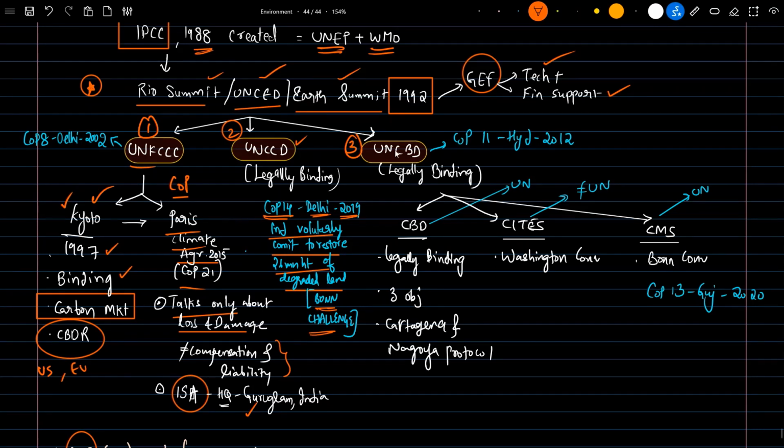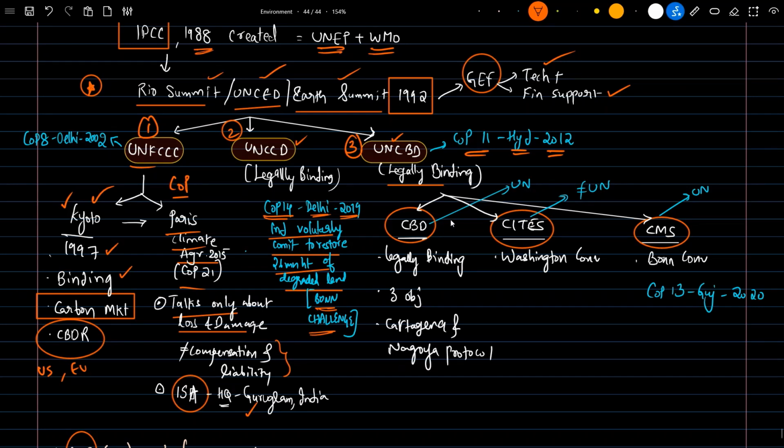This is about UNCCD. Next, what is UNCBD, the United Nations Convention on Biodiversity? In 2012 in Hyderabad, COP 11 took place. It is also legally binding. It basically consists of the Convention on Biodiversity, CITES and CMS. What is CITES? These three things were already discussed earlier, so let's skim them quickly.